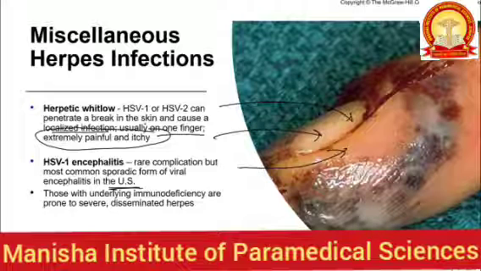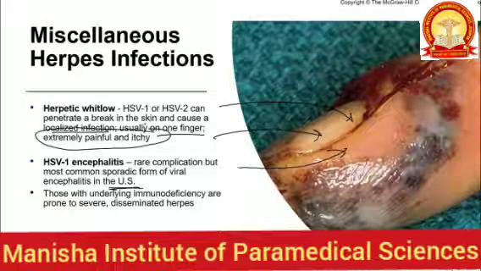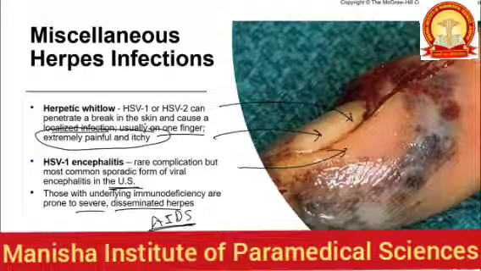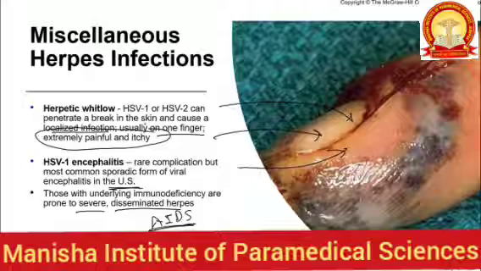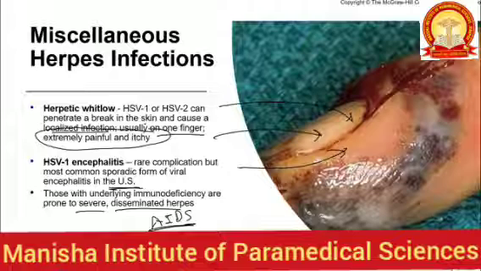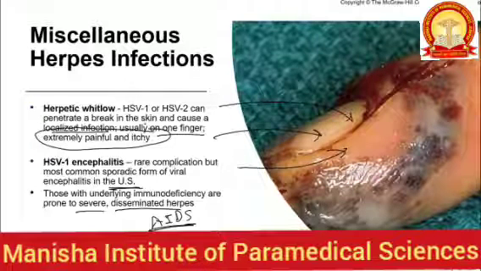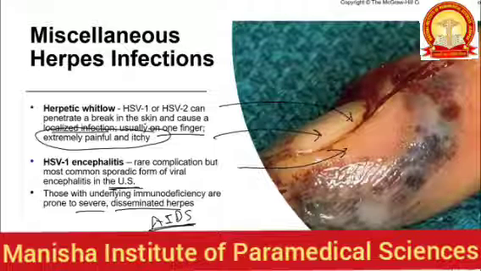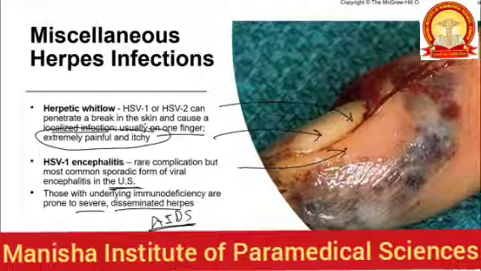Those with underlying immunodeficiencies are prone to severe and disseminated herpes, but this generally occurs in AIDS patients, because normally a healthy individual can easily fight the infection, given this infection's portal of entry and strategy of infection. But if a person is immunocompromised due to AIDS, or because immune-suppressing medication is going on, for that person this disease is severe.